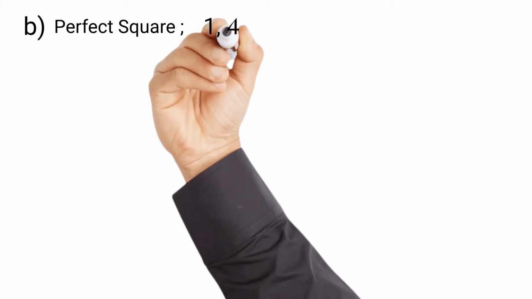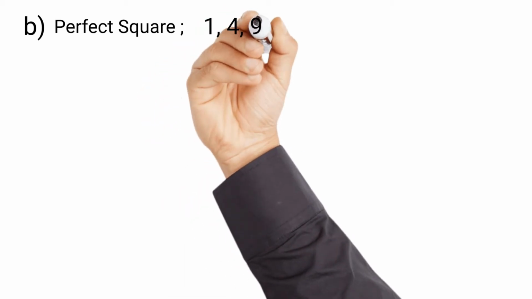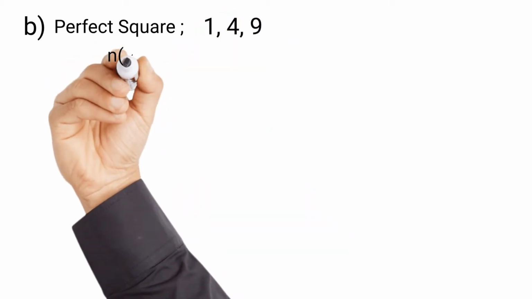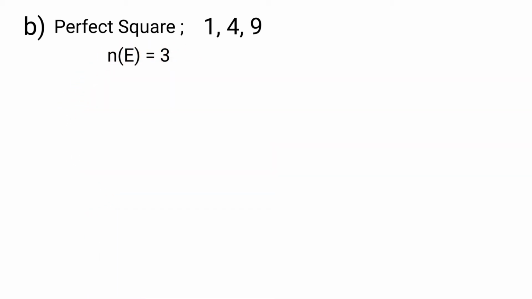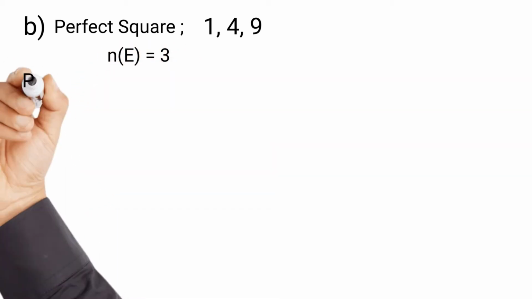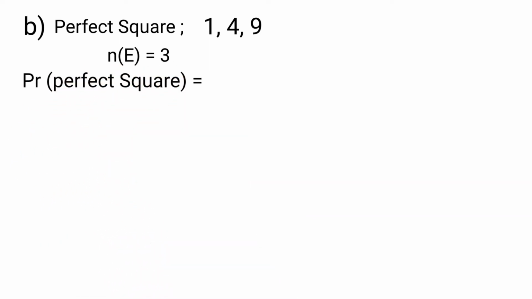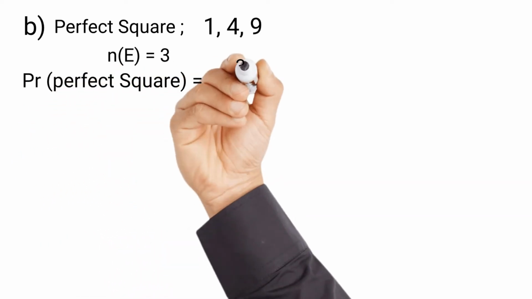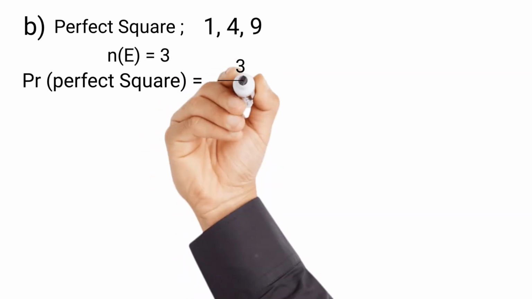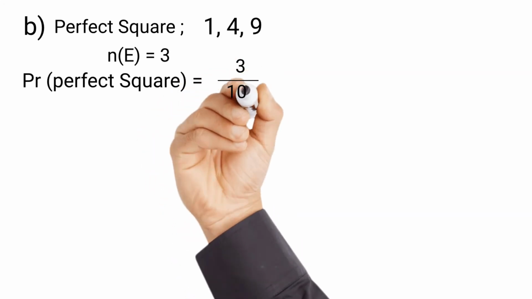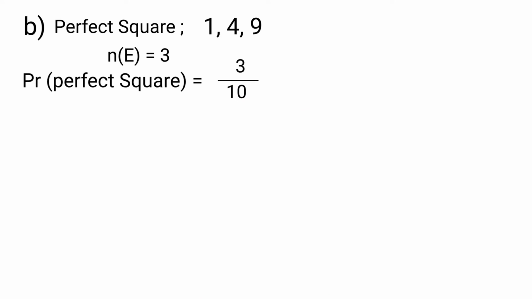Perfect square. The perfect squares between 1 and 10 are 1 square, which is 1, 2 square, which is 4, and then 3 square, which is 9. All right? So there are 3 of them. Number of event space is 3. So the probability of getting a perfect square will now be number of event space over number of sample space. That's 3 over 10, which is the number of sample space. Very clear.